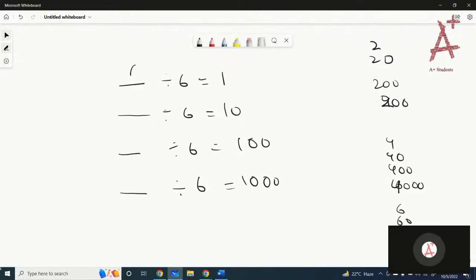Yes, 6 divided by 6 is 1. Got it? 60 by 6 is 10. 600 by 6 is 100 and 6000 by 6 is 1000. So the last option is the correct one. Select the correct option and click on the OK button.